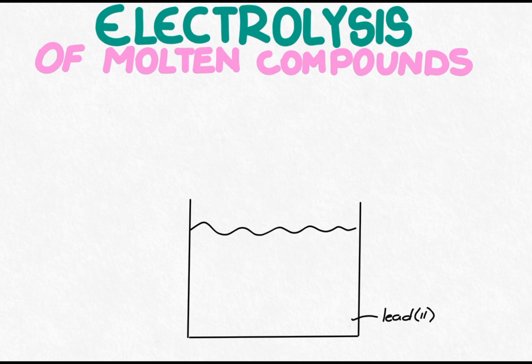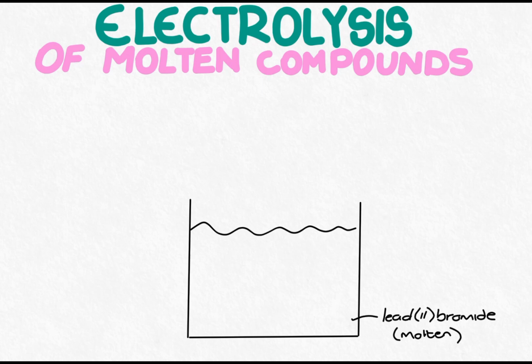So here we have, for example, molten lead bromide. Now this is a good example of a binary ionic compound. This is one consisting of just two elements joined together by ionic bonding. When these compounds undergo electrolysis, they always produce their corresponding elements.